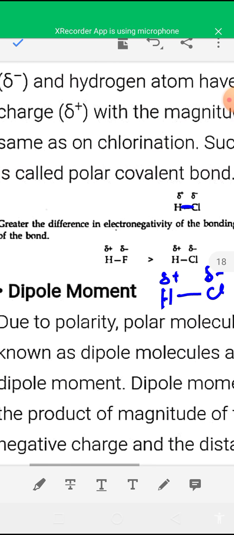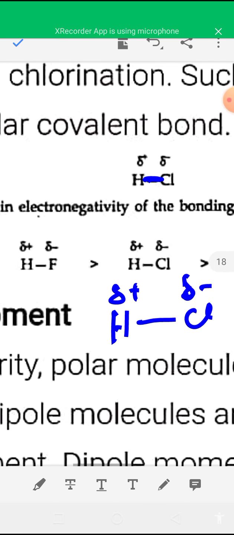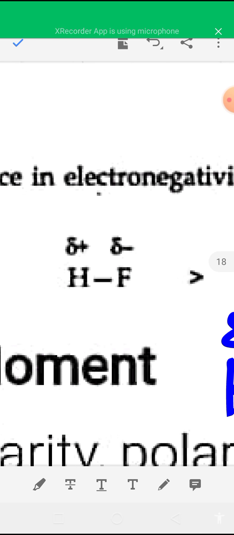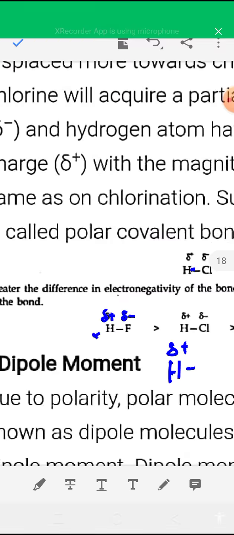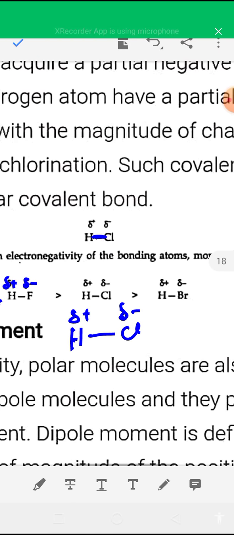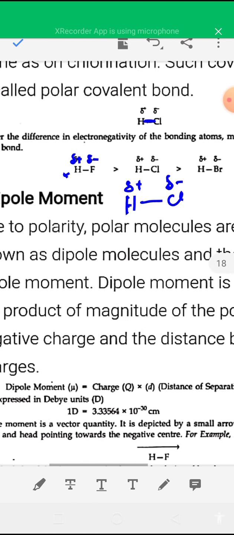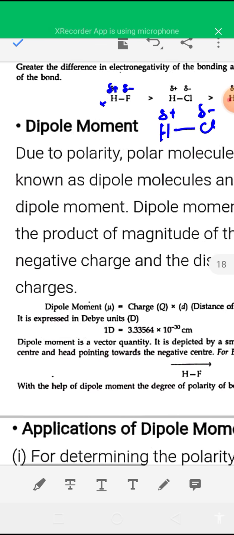Similarly, HF also has a polar covalent bond due to the difference in electronegativity between hydrogen and fluorine. A partial negative charge above fluorine and a partial positive charge above hydrogen. So these are polar covalent bonds, and polar covalent bonds are formed between two atoms of different electronegativity.